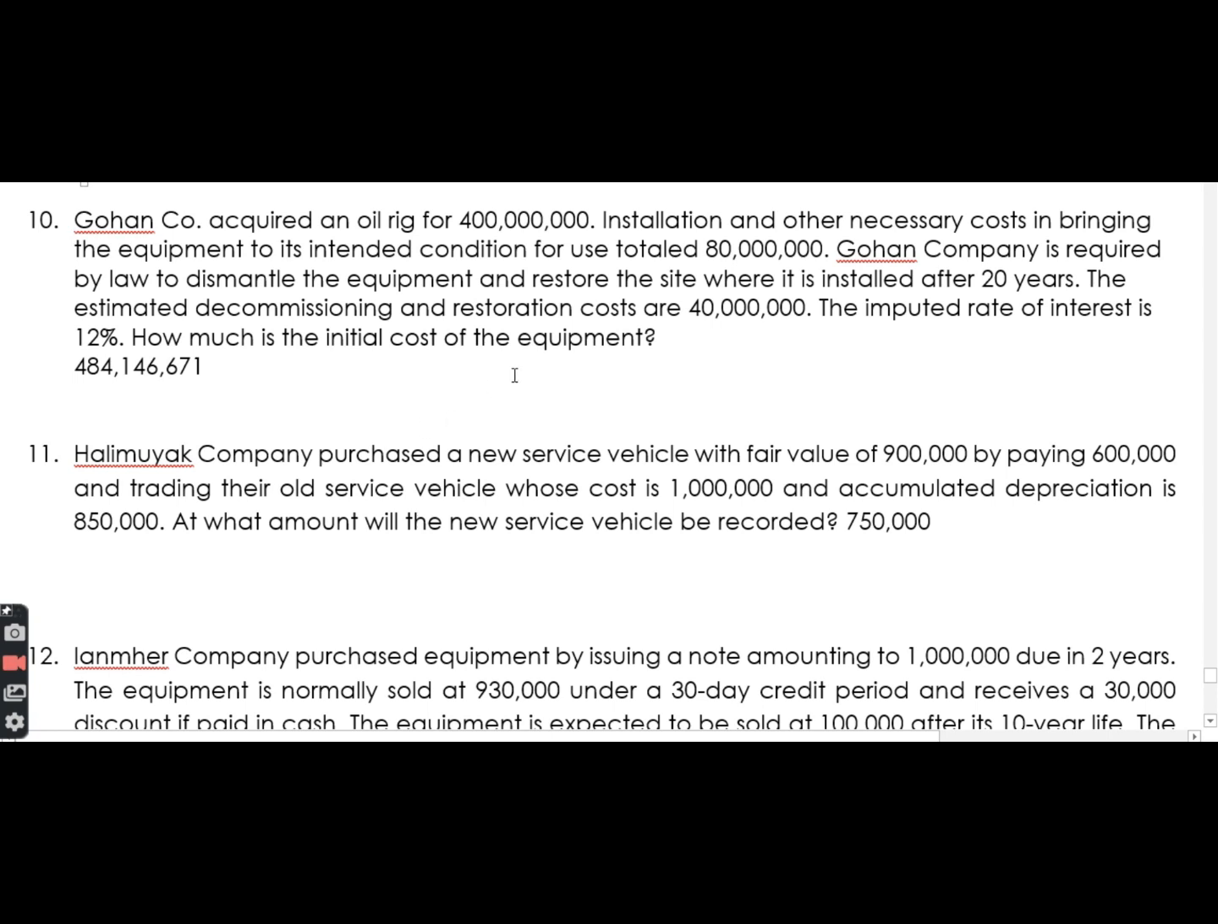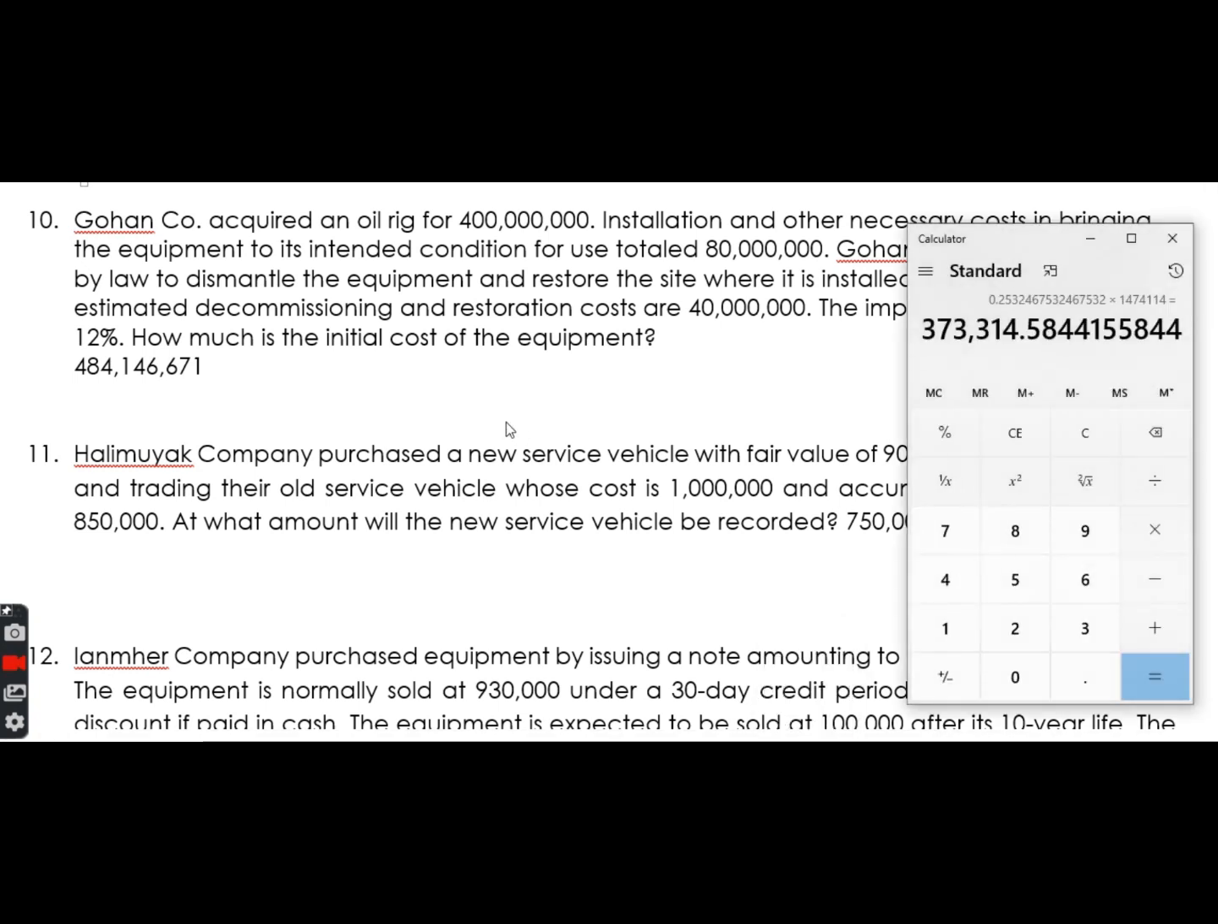So anong gagawin mo ngayon dyan? Siyempre obvious na capitalize na yung 400 tsaka yung 80. Ang issue na lang natin is yung decommissioning cost na 40 million pero magagastos pa siya after 20 years. So ito yung mga ganitong question, dapat binibigay na yung present value. Pero in this case, hindi binigay, so magtiyaga tayo. Compute tayo ng 20 years na present value factor using 12%. So 1.12, divide, enter.